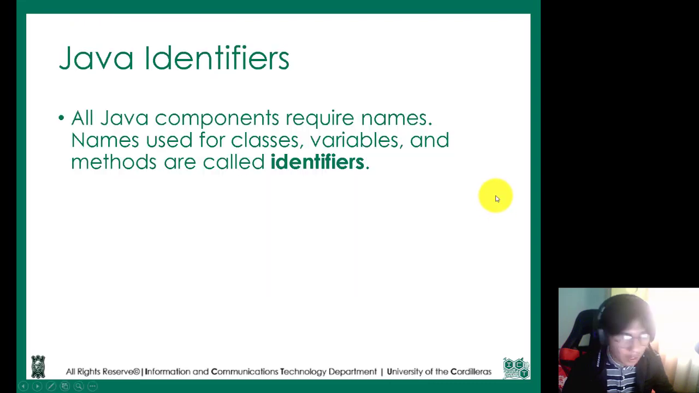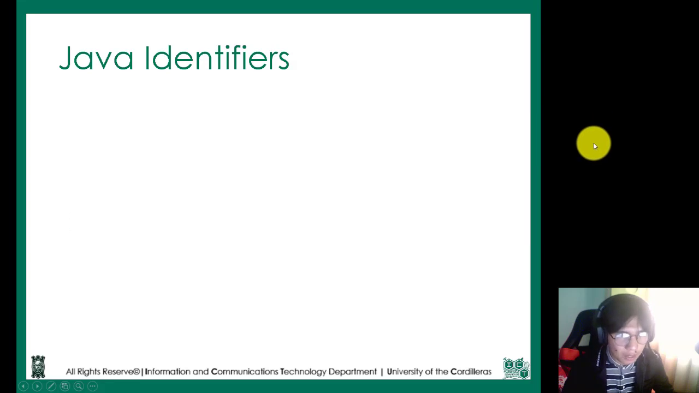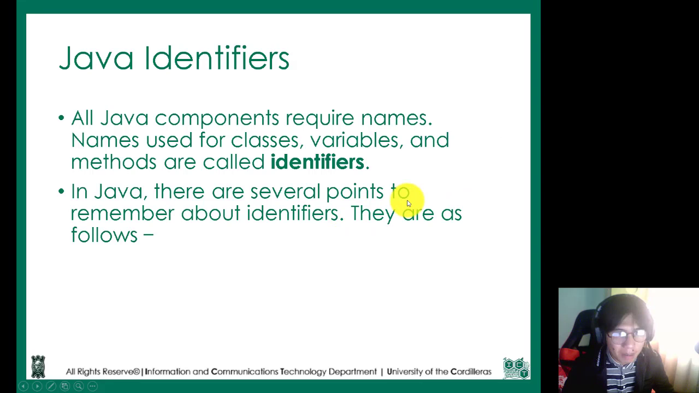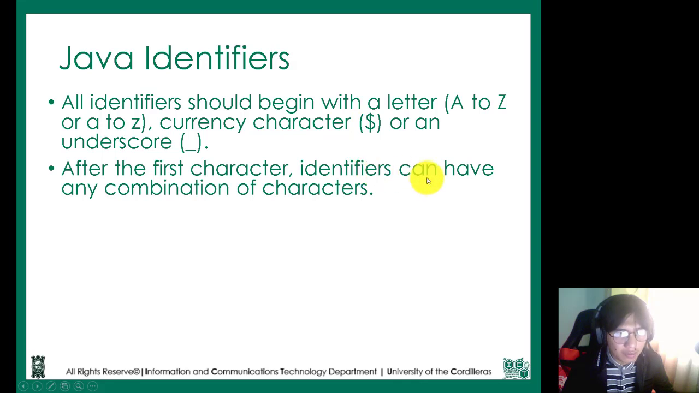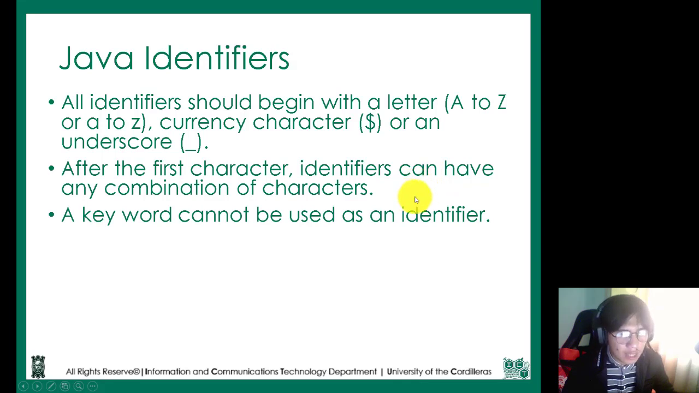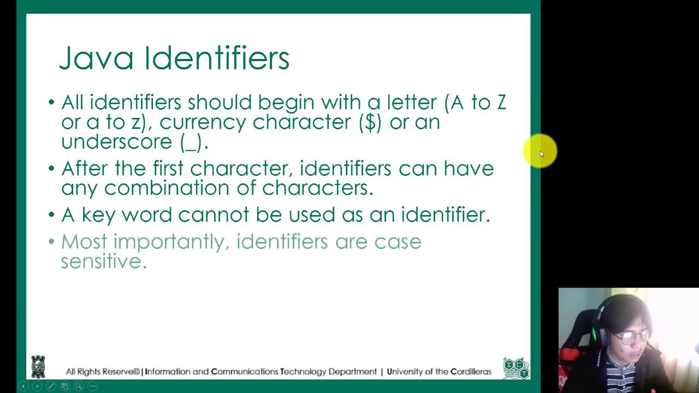Now let's talk about Java identifiers. All Java components require names, and those names can be used for classes, variables, and methods, and those are what we call identifiers. Now, in Java, there are several points to remember about identifiers. First of all, identifiers should begin with a letter, capital A to Z or small letter a to z, a currency character, or an underscore. After the first character, identifiers can have any combination of characters. Now, a keyword cannot be used as an identifier. What are those keywords? I will discuss it later on. Most importantly, identifiers are case sensitive.